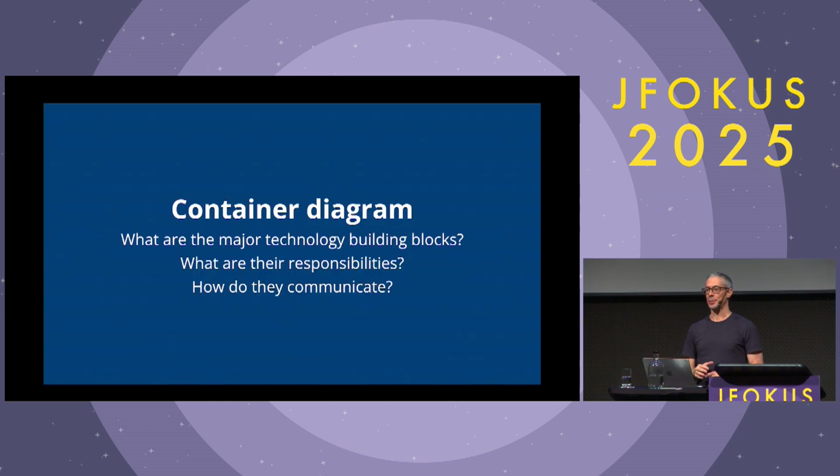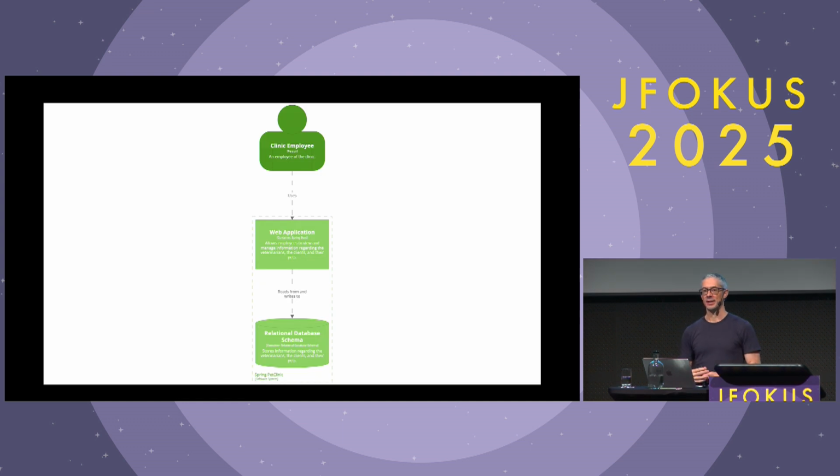Pinch to zoom, drop down to level 2, draw the container diagram. The container diagram is a different set of questions. So what are the major technology building blocks? What are their responsibilities? And how do they talk to one another?